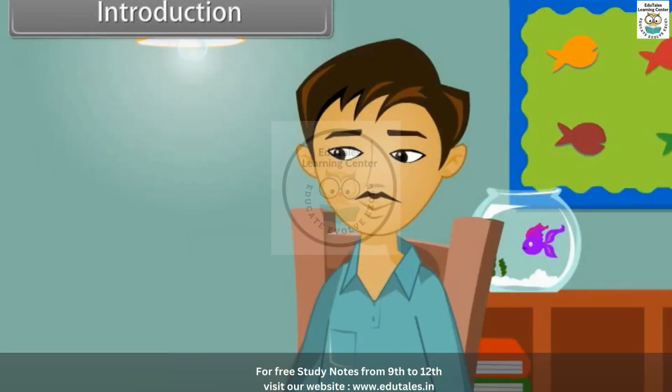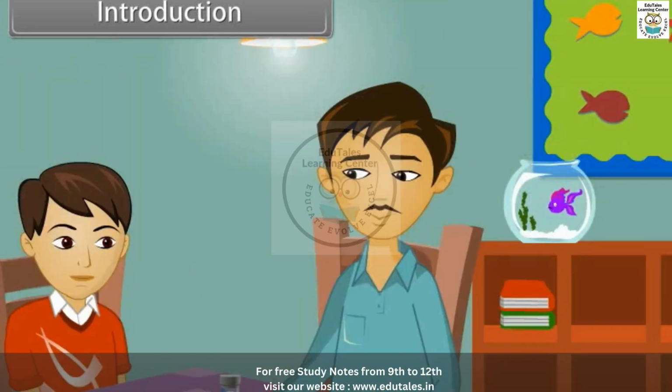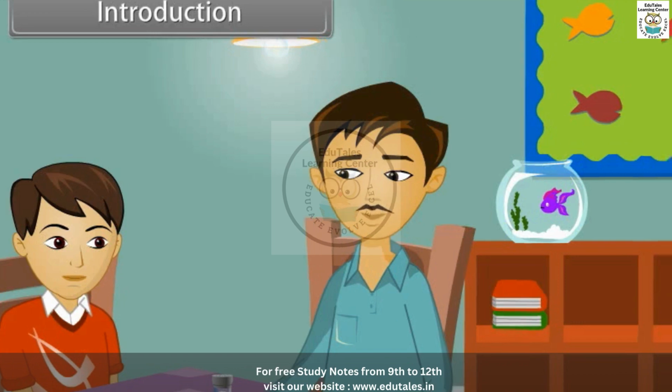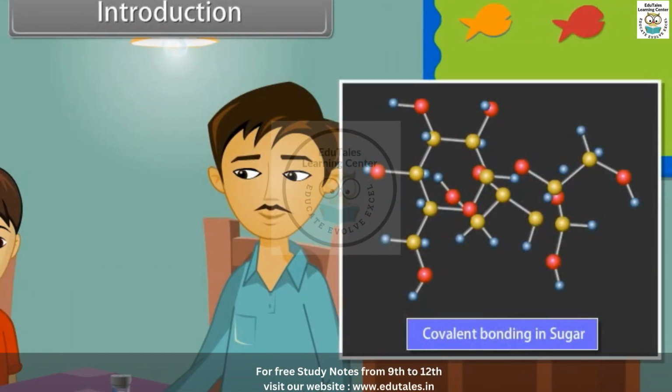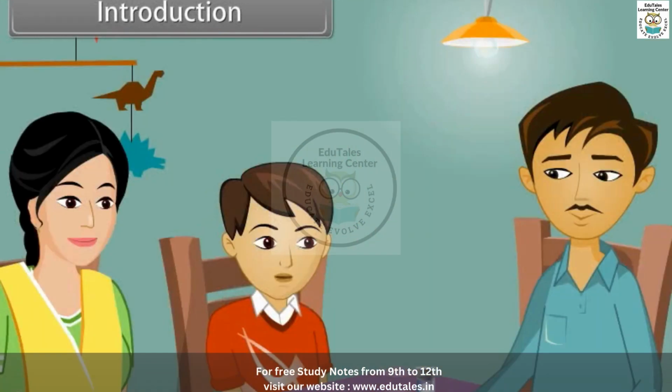Okay, so tell me, why do sugar and salt particles have different structures? Maybe due to different constituent particles? Son, your answer is right but not appropriate. I will tell you. Every structure depends upon the nature of chemical bonding between them. In sugar, there is covalent bonding in the molecules, whereas in salt, there is ionic bonding in the molecules. Okay, Father. I got the reason and I want to know some more about that.